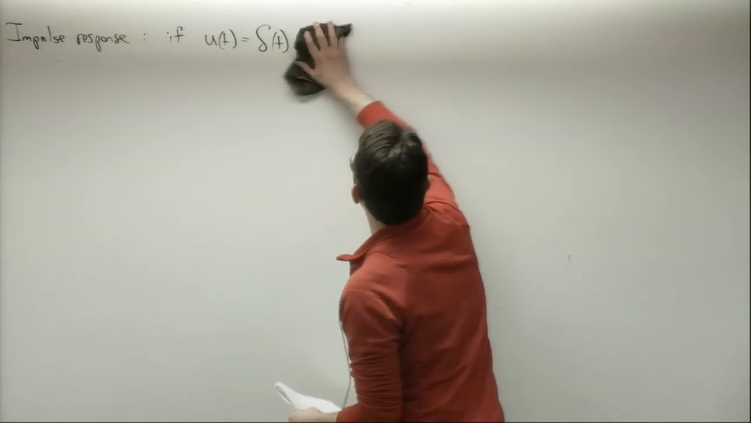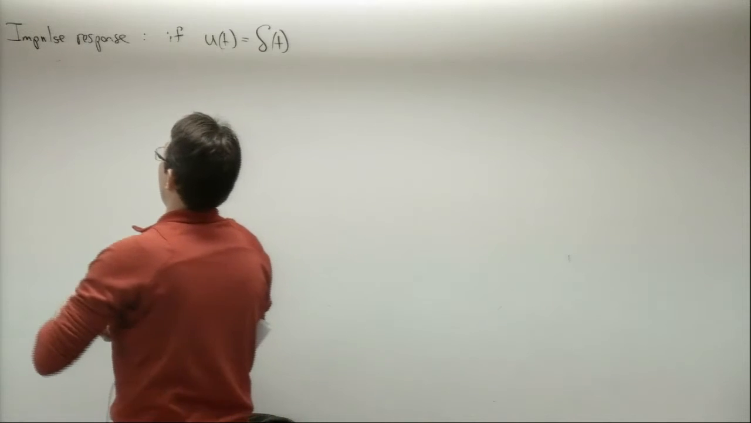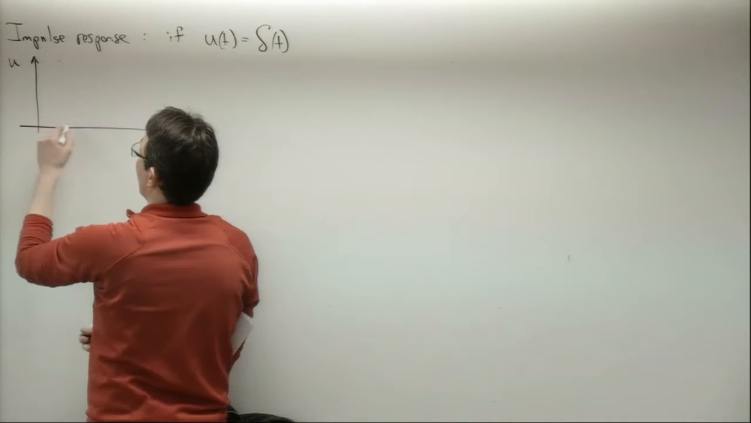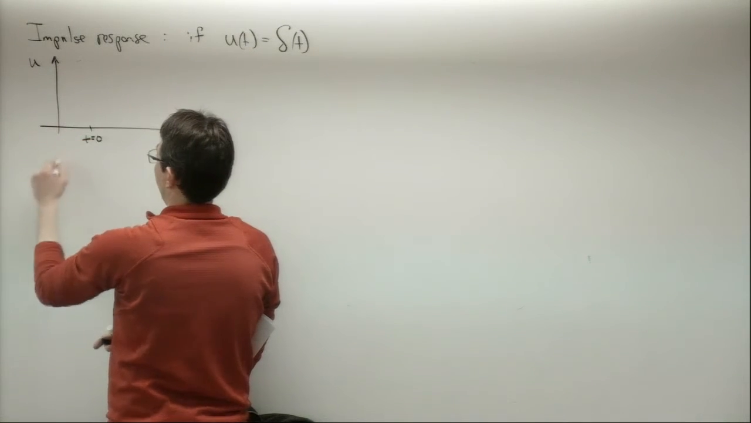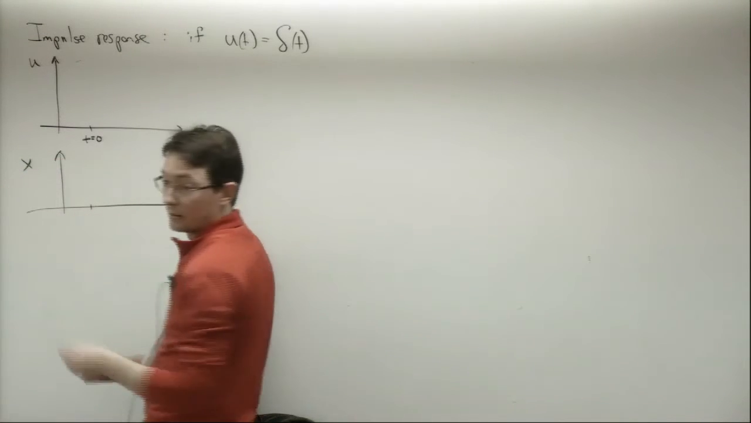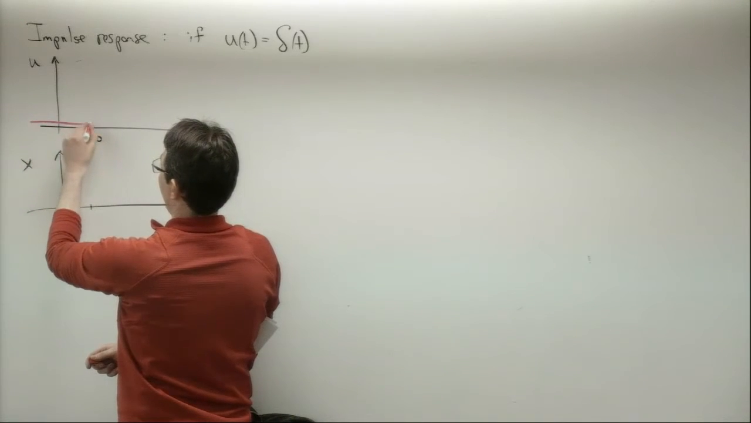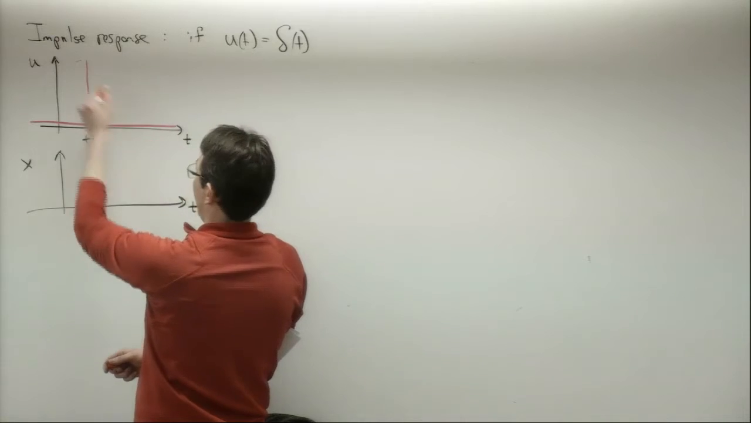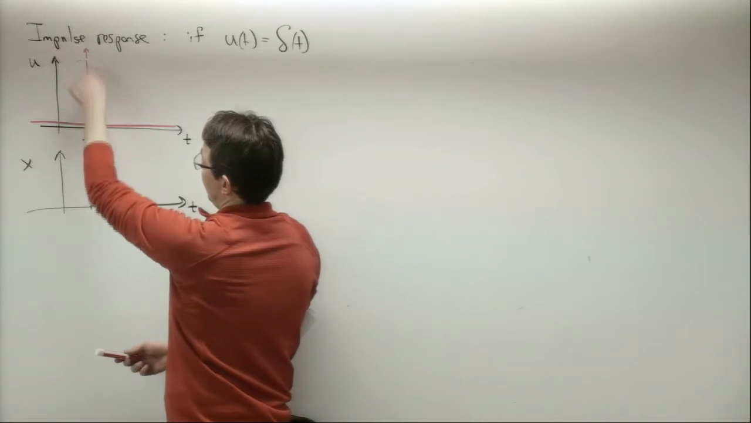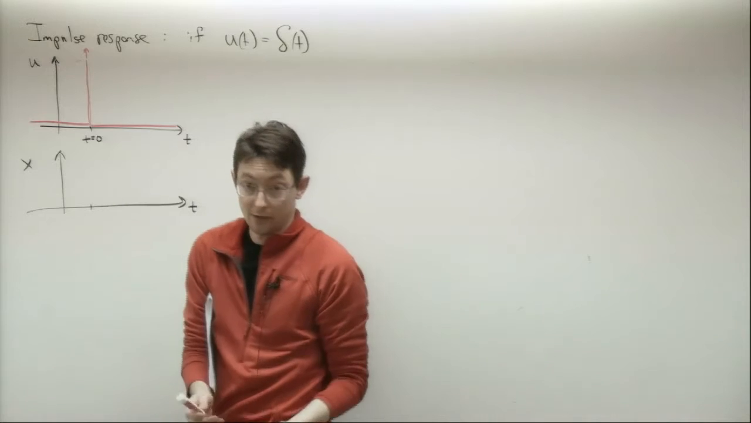Okay, so I'm going to draw some pictures, and then we're going to look at what the impulse response actually means. So this is t equals 0, and this is my response x. My impulse is this super sharp thing that goes up to infinity. I could get this a number of ways. I could take little rectangles and make them thinner and taller at the same time. I could take Gaussians and make the variance go to 0. That would all be fine.